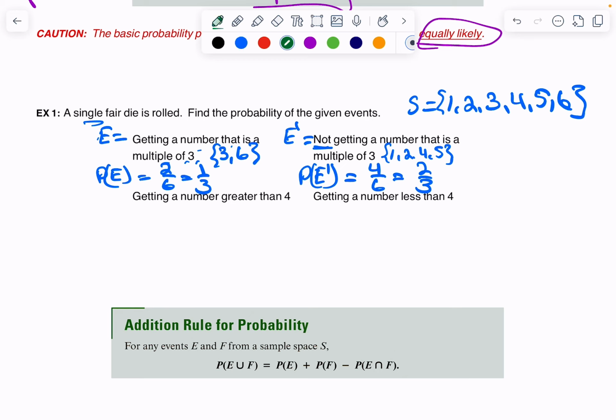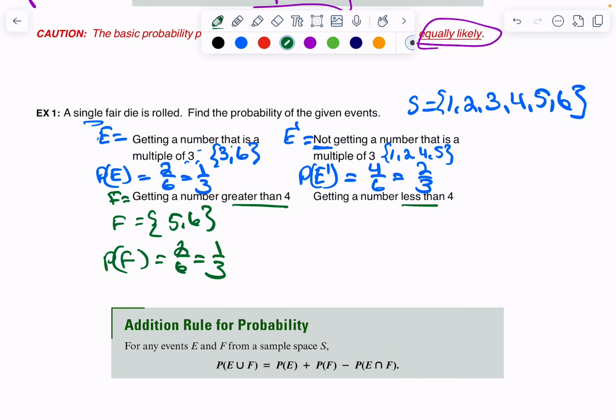Okay, let's look at event F, getting a number greater than 4. So our event F would be 5 and 6. So the probability of F is going to be 2/6, which is 1/3.